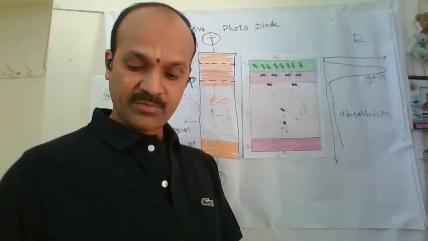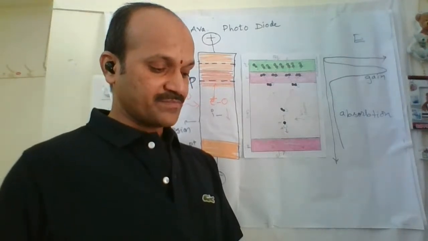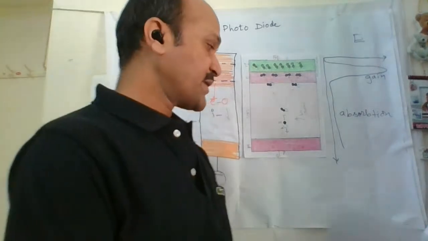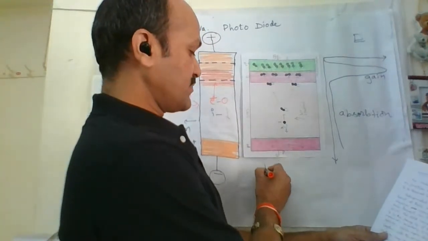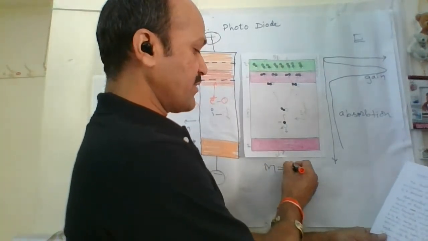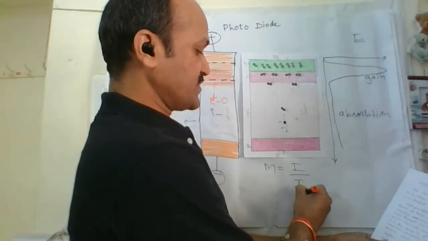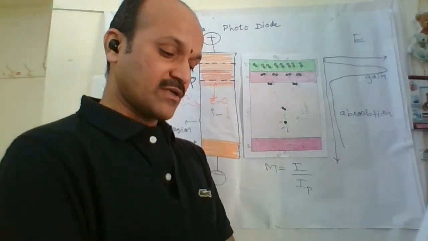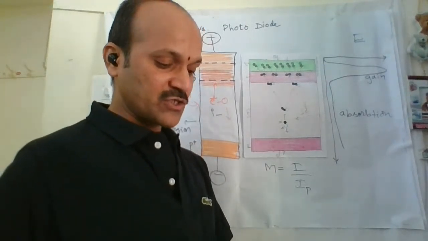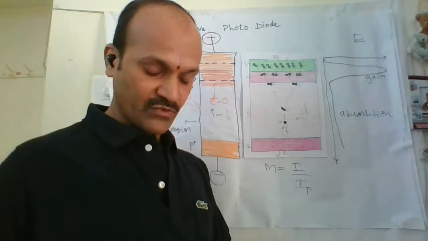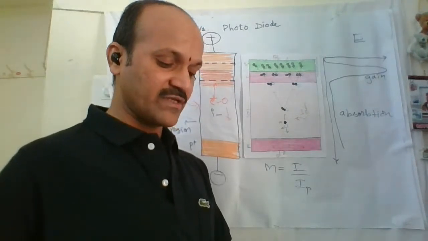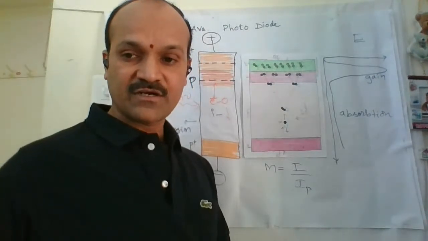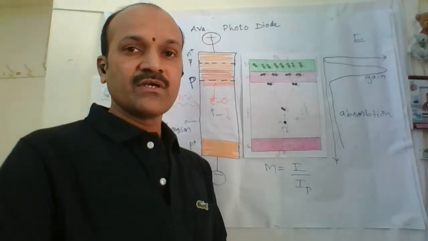Now, one more important point in this: the multiplication factor of the avalanche photodiode. The multiplication factor, you can write M equal to I by IP. This is the multiplication factor. I is the total output current at the operating voltage, and IP is the initial or primary photo current before applying this. M is the measure of the gain. So if you know M, we can understand what the internal gain is.